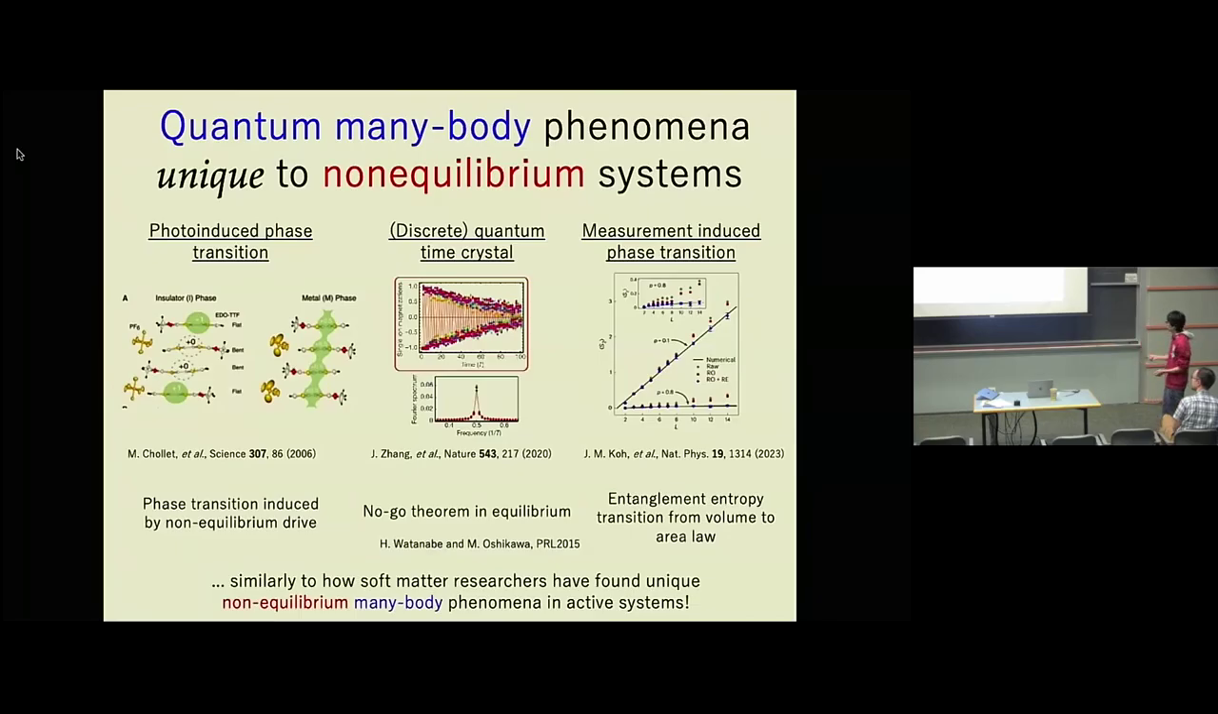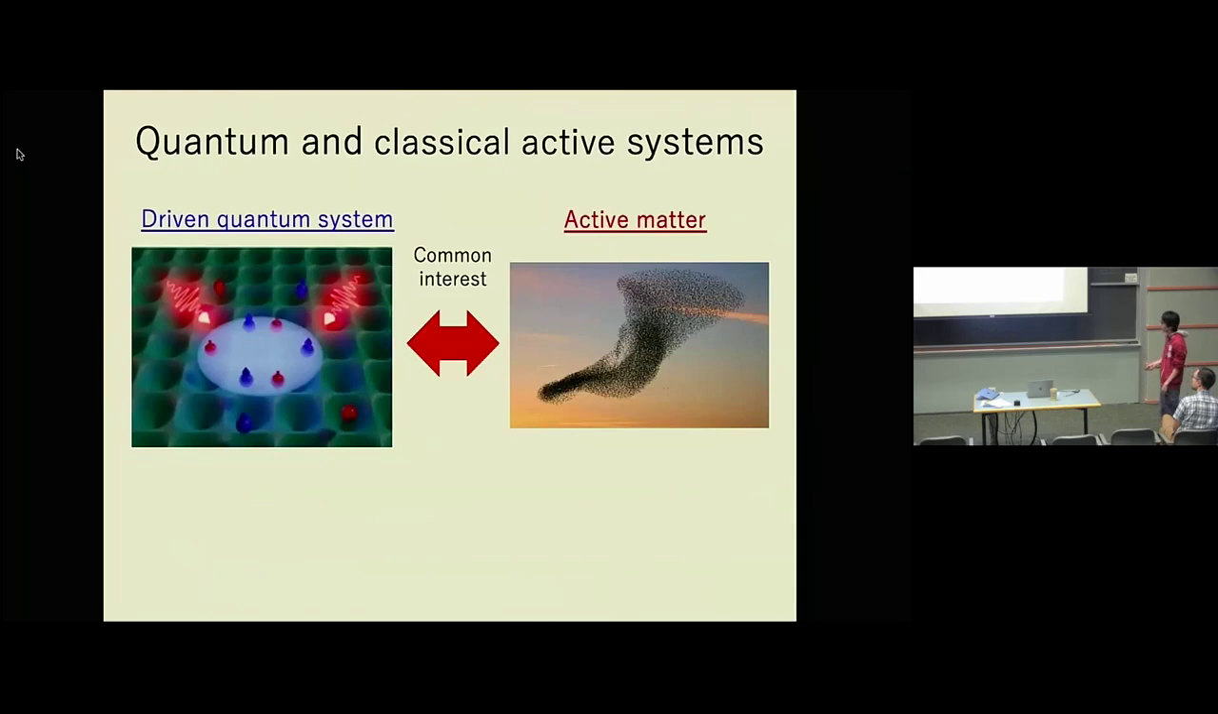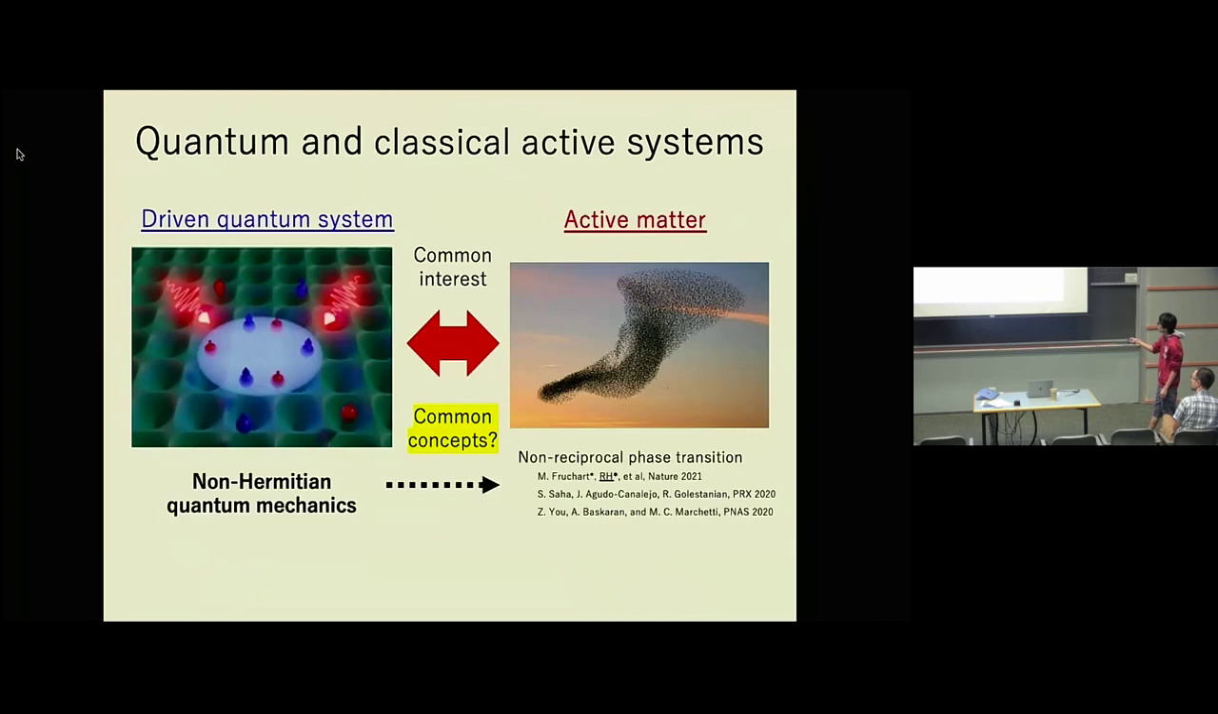Okay, so as I hope this made clear, driven quantum systems and active matter have a common interest: we would like to see the many-body phenomena that are unique to those systems. Going one step further, that implies there can be common concepts involved. I think there have been many successes already in the field, for example, using the concept that emerged in driven quantum systems called non-Hermitian quantum mechanics.